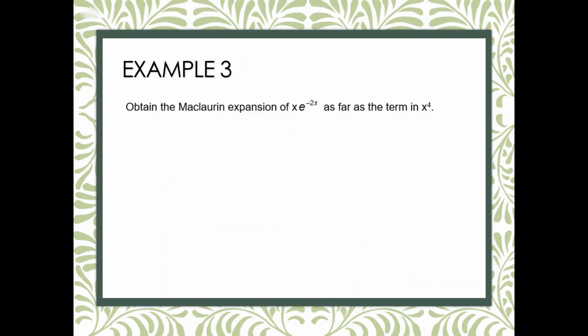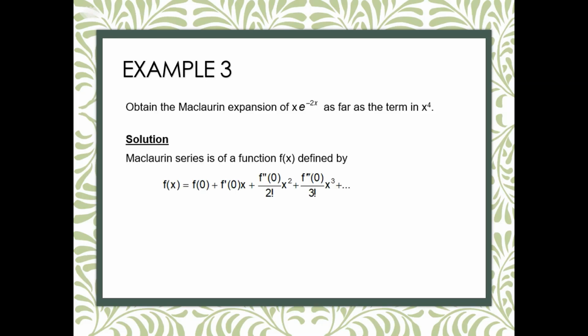Refer to example 3. You need to obtain the expansion of e to the power of negative 2x as far as the term in x to the power of 4. As you need to obtain the Maclaurin expansion of the given function, the formula to be used here is as follows.